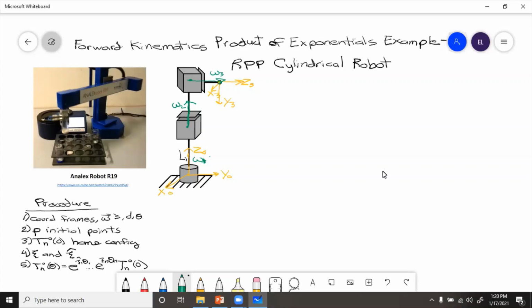So if we write down what each of those are, omega 1 equals 0 in the x, 0 in the y, 1 in the z. These are all given in the world frame, the base frame. And omega is a unit vector because it's just a direction, so 0, 0, 1. Now omega 2 and omega 3 are just 0 because those joints are prismatic, they're not actually rotating. So omega 2, omega 3 equals 0, 0, 0.